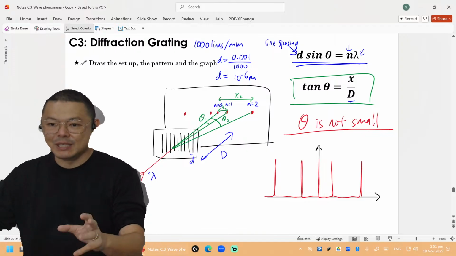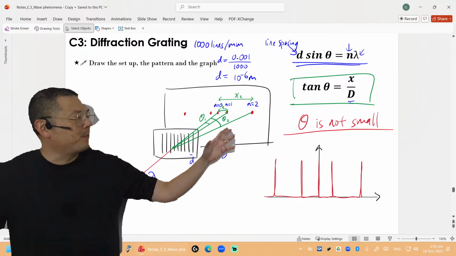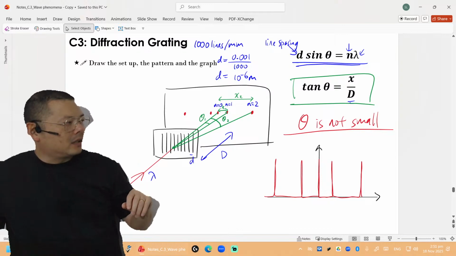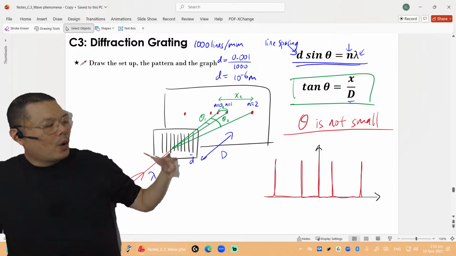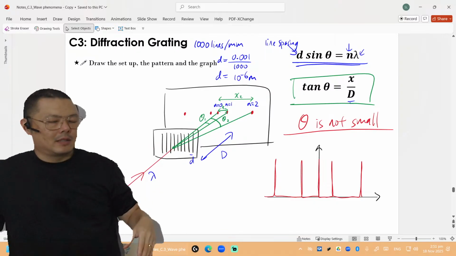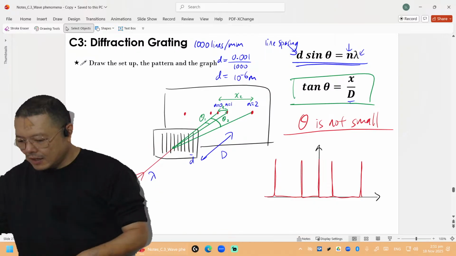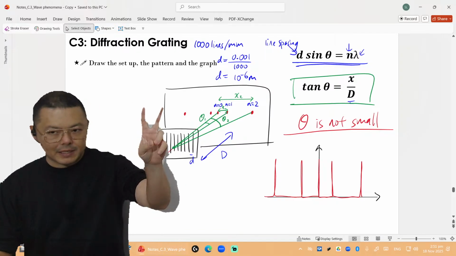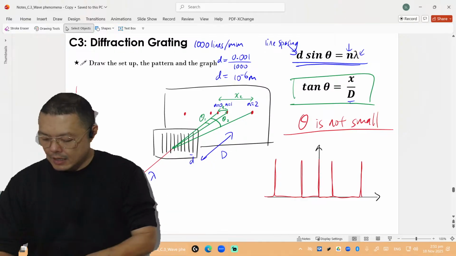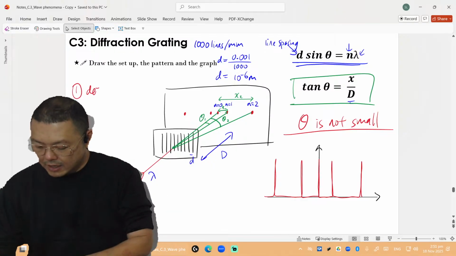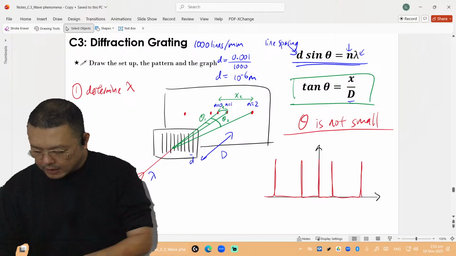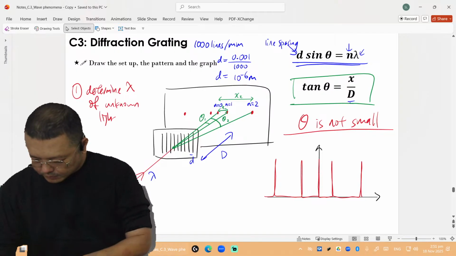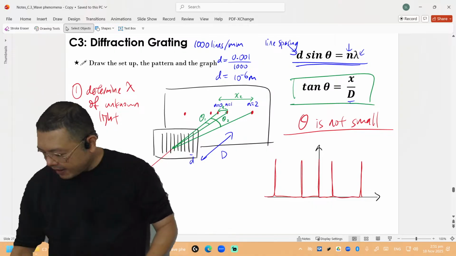Diffraction grating is one of the most important experiments in physics. I know it sounds ridiculous, but it is. You should understand the primary purpose of diffraction grating. What do we use diffraction grating for? There are two main purposes. Number one is to determine lambda of an unknown light, the wavelength of an unknown light.